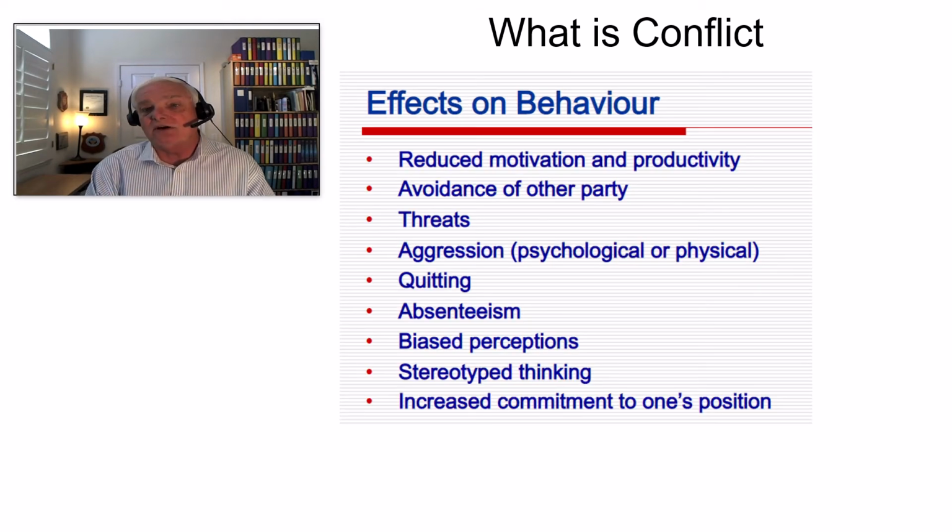So the effects of behaviors are reduced motivation and productivity. You can see that this list here directly impacts the work performance that's happening in an organization. So we want to make sure that we understand this. You can have reduced motivation and productivity. You can have avoidance of the other party. Somebody would get to the point where they would say, I just don't want to be around that person. And they walk into a conference room and somebody gets up and walks out and says, I don't want to deal with that. I don't even want to be around the person.